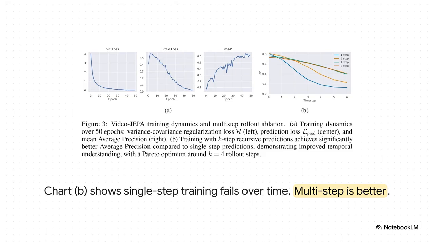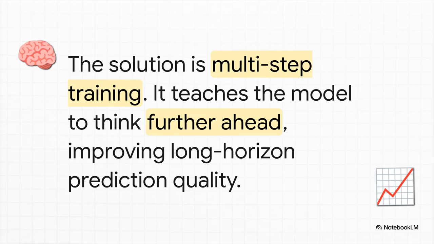Now, this stability problem gets even harder when you're dealing with video. If you only train the model to predict the very next frame, it gets really short-sighted. This chart shows exactly that. The blue line represents that one-step prediction training, and look, performance just falls off a cliff the further out you try to predict. So the fix is actually pretty intuitive when you think about it. You have to teach the model to think further ahead.